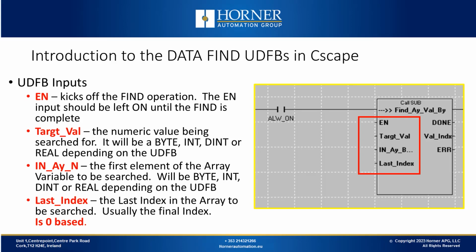The next input value is called target value, which is the numeric value that you're going to search for in your array, where the format will be either byte, integer, double integer, or real, depending on which of the 4 UDFBs you're using. There's one data find UDFB for each of those 4 data types. Next, there's the input array that you're going to be searching through to find the value, which again will either be a byte, integer, double integer, or real format.